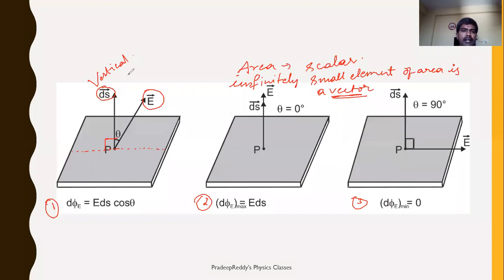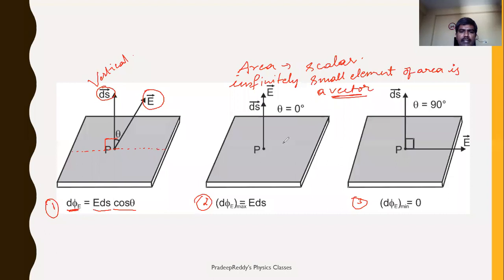Now the electric field and S bar are both making an angle theta with respect to each other. Then how do you write the electric flux in this case? Because you are dealing with a very small element, it will be d phi. Electric flux d phi is equal to E dot ds. So the dot product is E ds cos theta. Theta is the angle between the electric field and the area vector, right? So this is the first example.